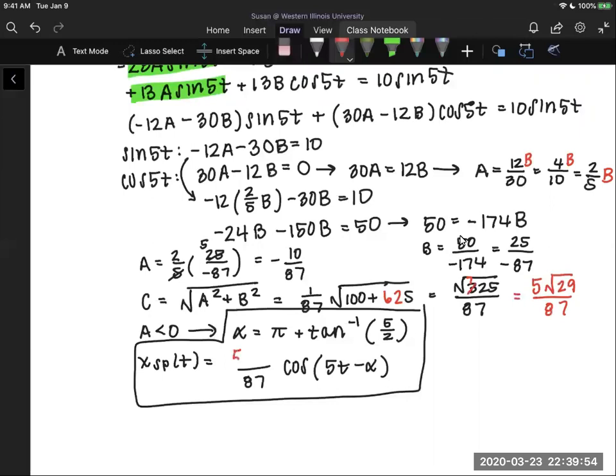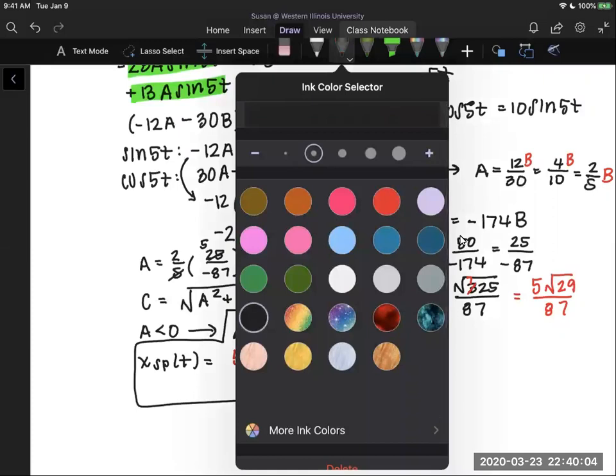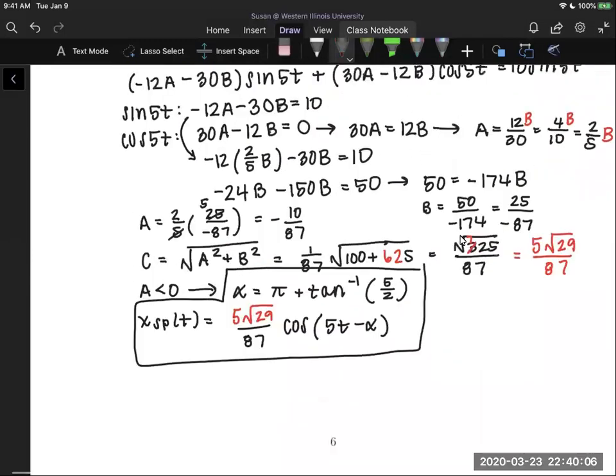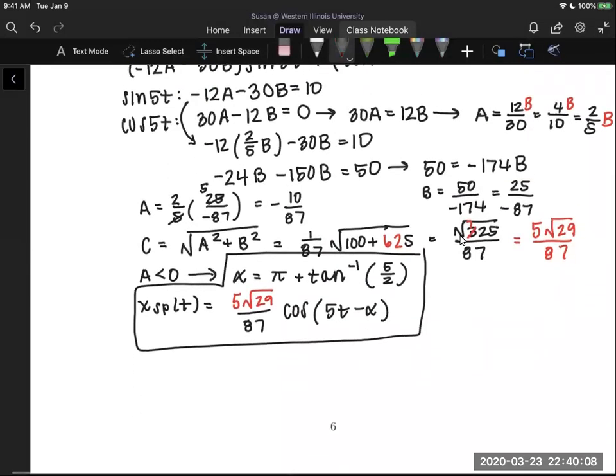Should be 5 square root of 29. My apologies for that error. Okay, so now we'd like to move forward finding the, what are we looking for here? The transient solution. So let's move forward.